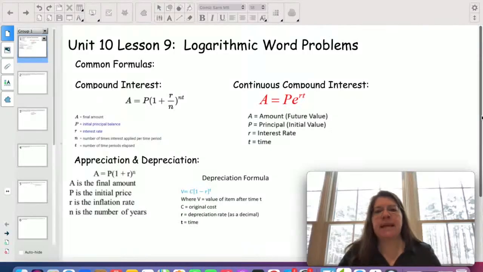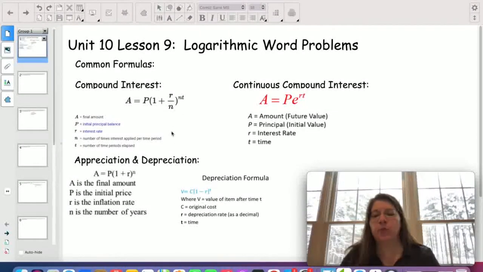This is Unit 10, Lesson 9, Logarithmic Word Problems. In these word problems, we're going to use some common formulas for the different categories of word problems. If the problem mentions that it's a compound interest problem and they tell you that the interest is compounded every year, every month, every day, things like that, then that would be a compound interest problem where they are telling you how many times, or n number of times, that it is compounded.